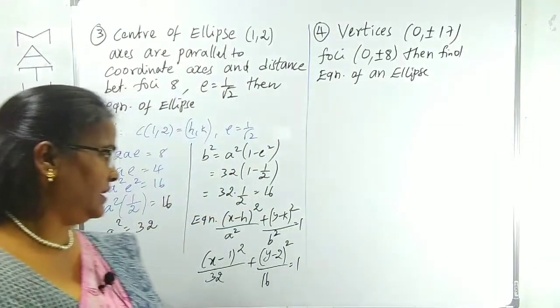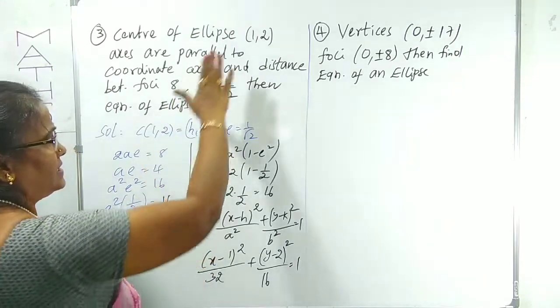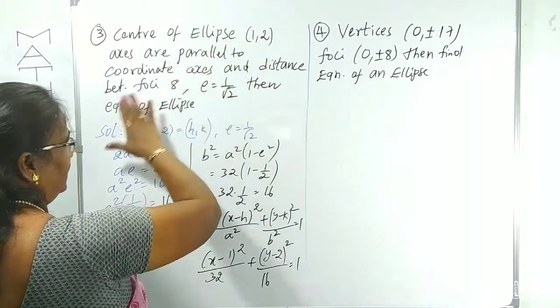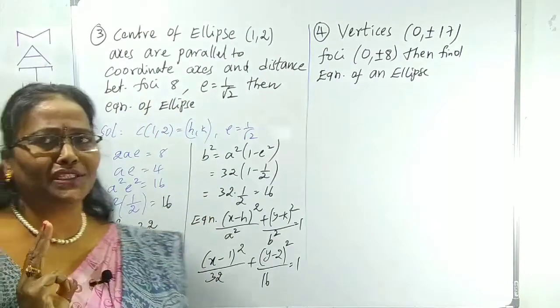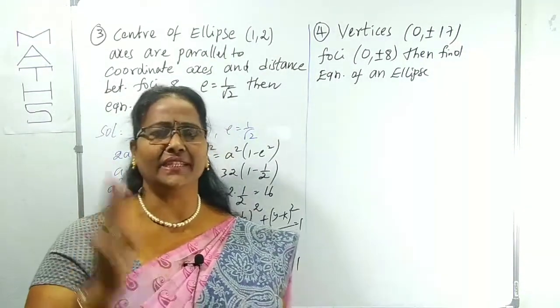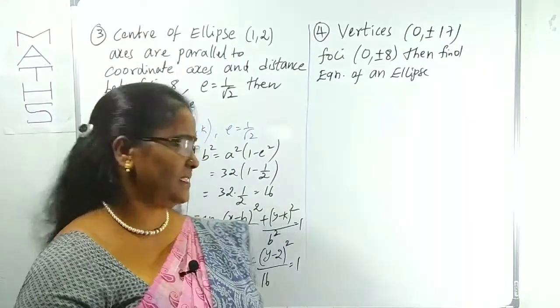Here, what are the given contents? A center is given, the distance between the foci is given, and the eccentricity is given. By using these three, we can find the equation of the ellipse.